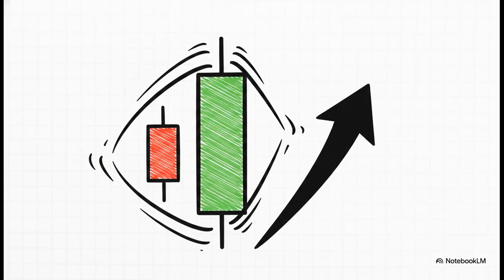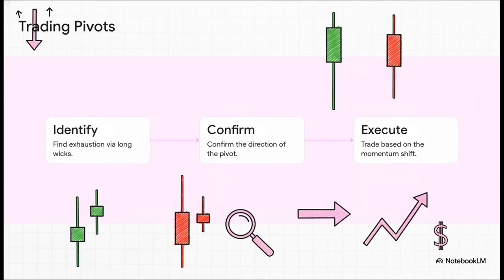Now, what's really interesting here is the engulfing pattern. It perfectly visualizes a total shift in power. A bullish engulfing pattern happens when a small red candle is immediately followed by a massive green candle that completely swallows or engulfs that previous body. It is immediate, undeniable proof that control has violently shifted from the sellers right to the buyers. Beyond the engulfing candles, we also have single candle pivots, like the hammer and the shooting star.